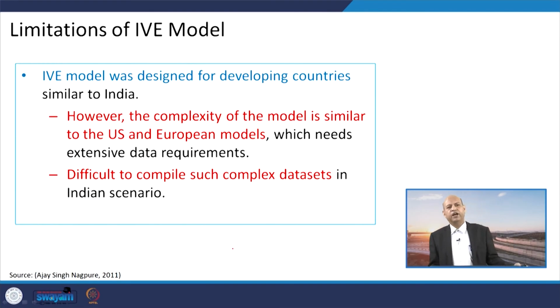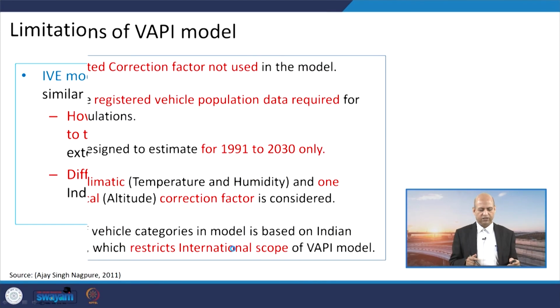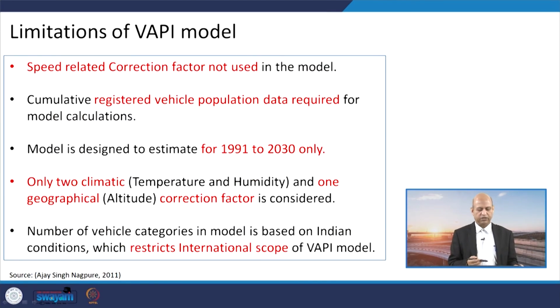If we see the IV model's limitations, that is why we went to the VAPI model, because we have seen that in developed countries these models have data intensive characteristics, and the IV model was designed for developing countries. Still we found that the data complexity and extensiveness is much more in IV, and that kind of data is basically not available in our cities. So, that is why VAPI was constructed by our group, but it also has limitations.